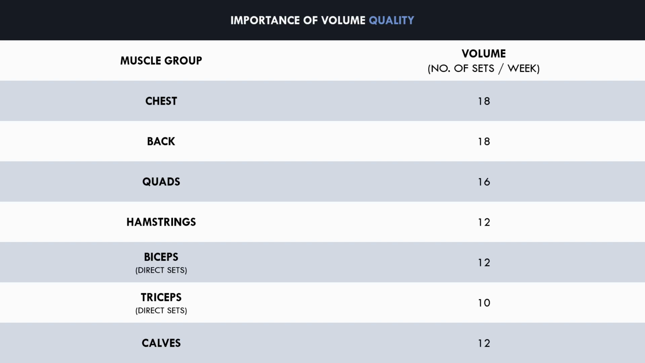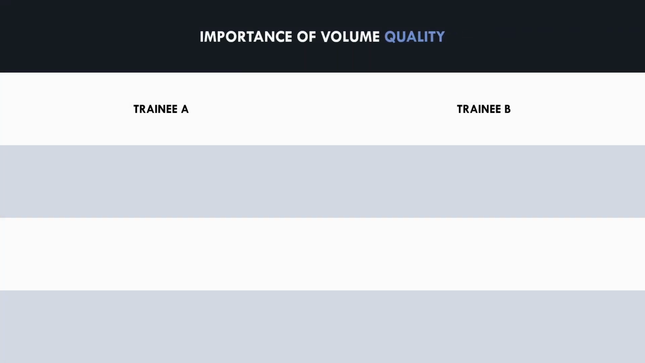Now let's say trainee A performs lower quality volume. This means that their technique is sloppy, they don't take each set close enough to failure, and their exercise selection isn't the most effective for each muscle group. With the volume they perform, they may receive a decent hypertrophy stimulus, but probably not the most effective.